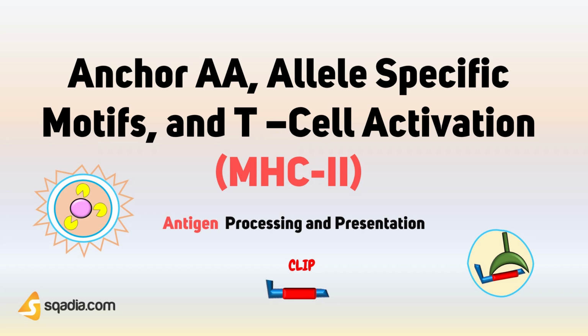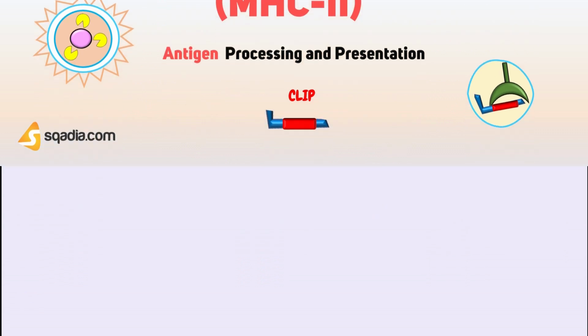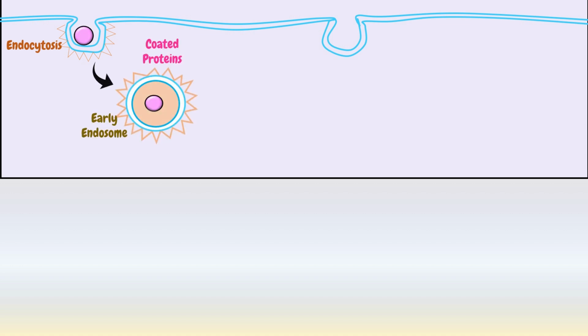In this section, we will talk about anchor amino acids, allele-specific motifs, and T cell activation. MHC class II-dependent antigen processing: exogenous antigens, including foreign molecules or microorganisms, must be internalized, digested into peptide fragments, and bound to the peptide binding groove of MHC molecules before antigen-specific CD4 plus T cells recognize them.